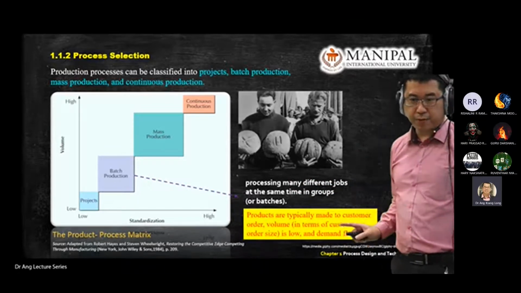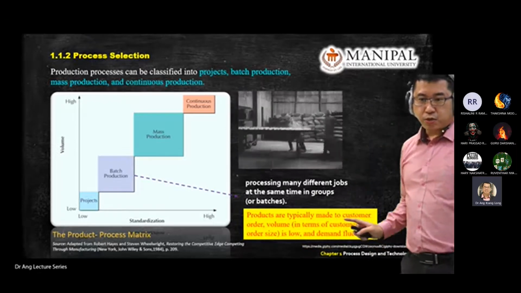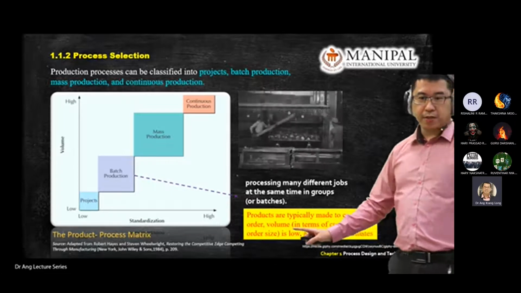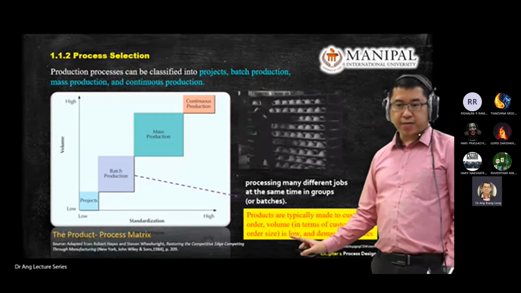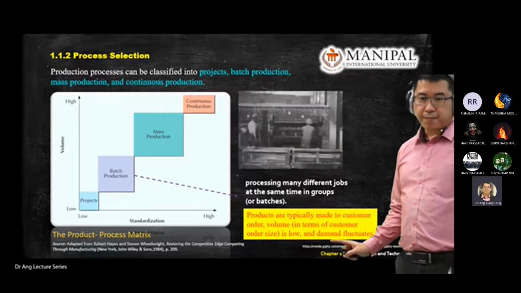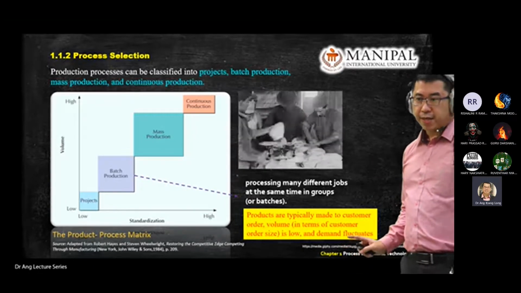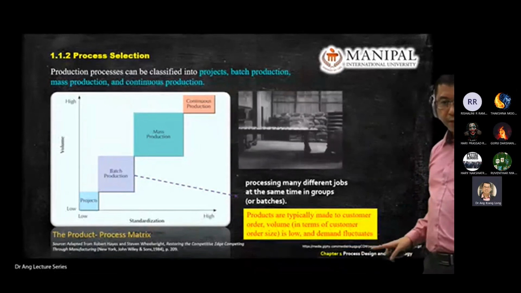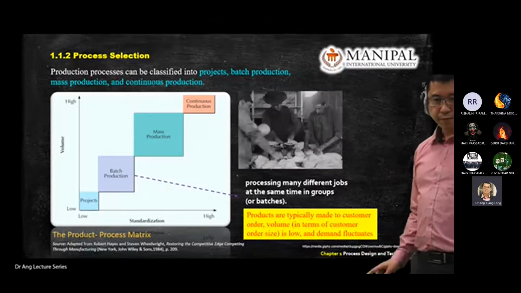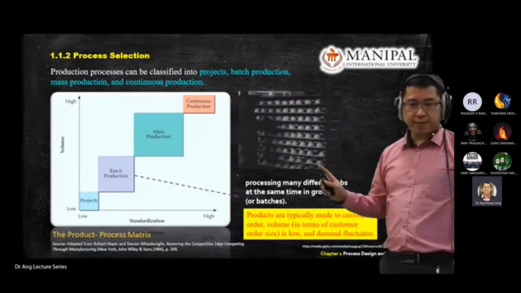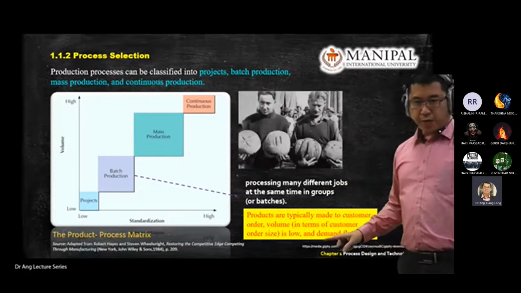Another criteria to help you, in yellow color. So the products usually are made according to customer order or customized order. Okay, so there will be a specific order size, and the volume is low. Volume is low, and there is a demand fluctuation. Demand fluctuation means the demand is not constant. The demand is sometimes big, sometimes low, sometimes high, sometimes low. It falls under batch production.